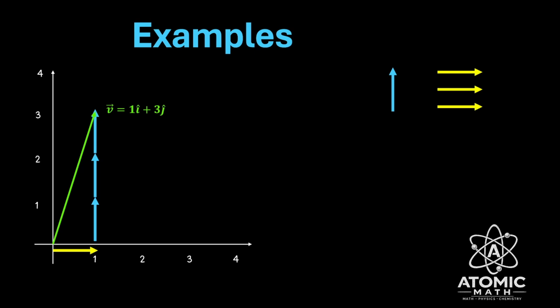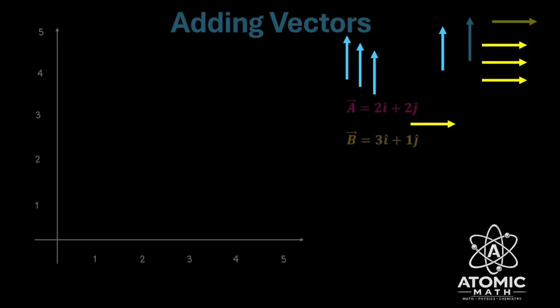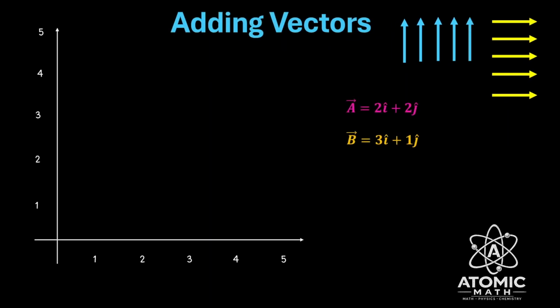We can also add vectors together. So let's take a look at that. Here I have two vectors, a and b. Let's put them on the graph. There we have a, there we have b. Now, if we want to add these vectors together, there are two ways that we can do it. We can do it visually, or we can do it by its components. Let's start with the visual.